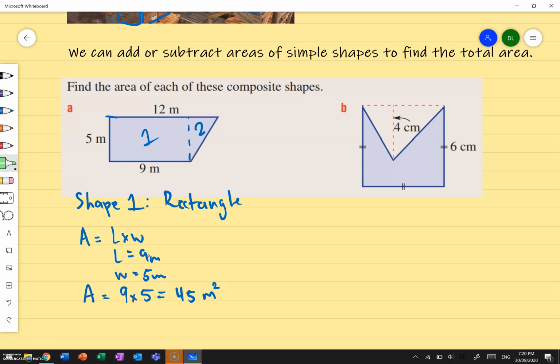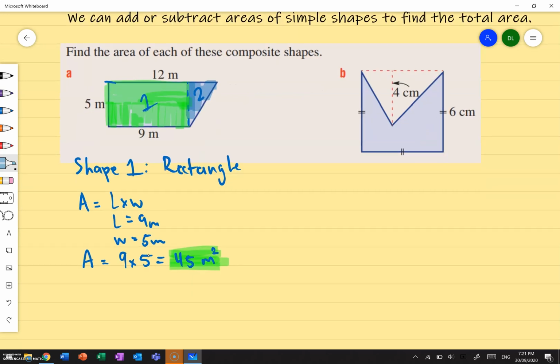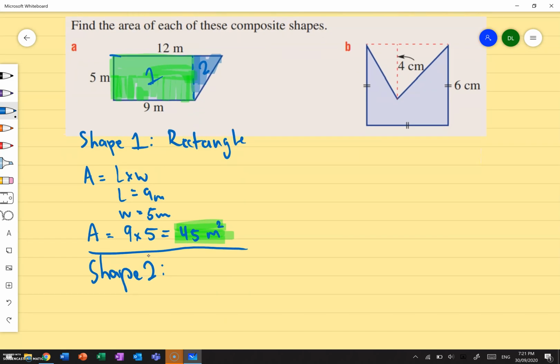So this is our rectangle. I'm going to go ahead and fill that in. Obviously, you don't have to do this. This is just so I can show you exactly where those shapes are. This green highlighted area is what we've found to be 45 meters squared. Now let's find this blue area. Let's call that shape 2. Let's cut that off. There we go, shape 2. I'm going to call it a triangle because it's a triangle.